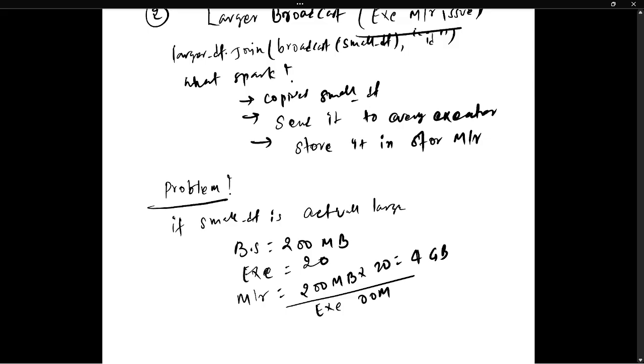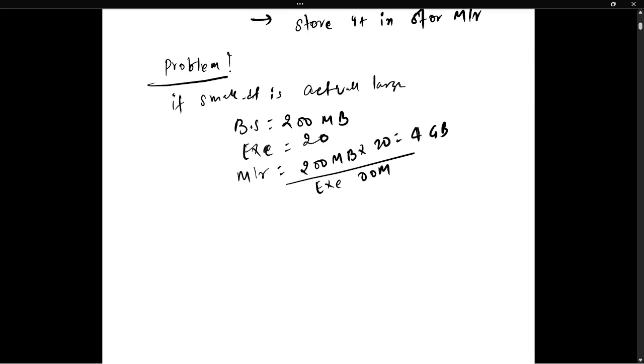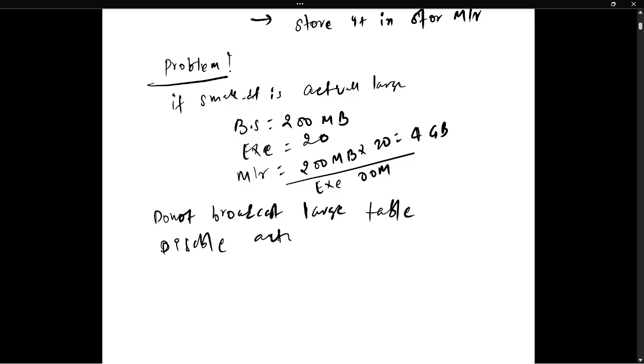So what we understand here is: do not broadcast a large table. And disable the auto broadcast feature also, if needed.